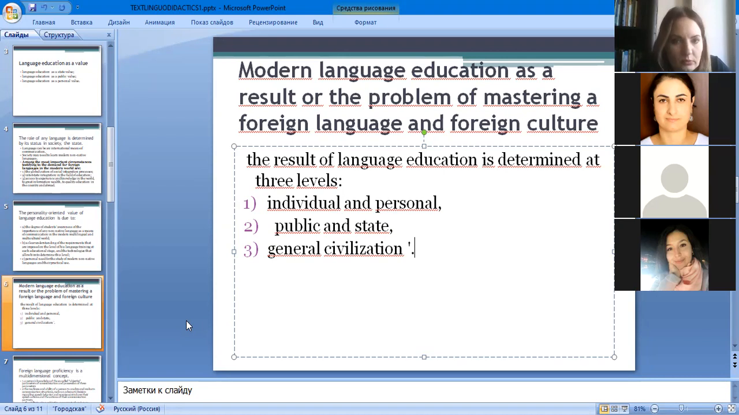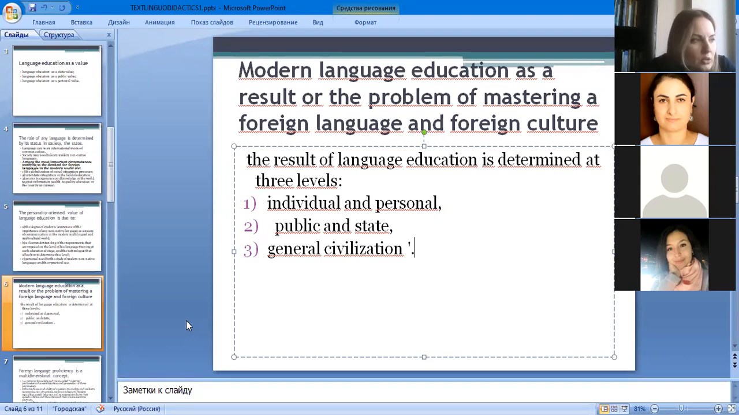So, language education as a value, that is the problem of harmonizing social and personal needs, urgent in relation to the linguocultural training of students. As for education, as a result, its meaning lies in the fact of appropriation by the individual, the state and society of all those values that are born in the process of educational activity.